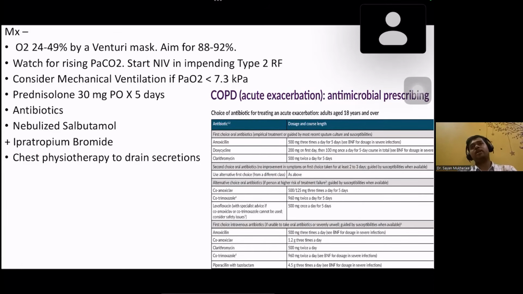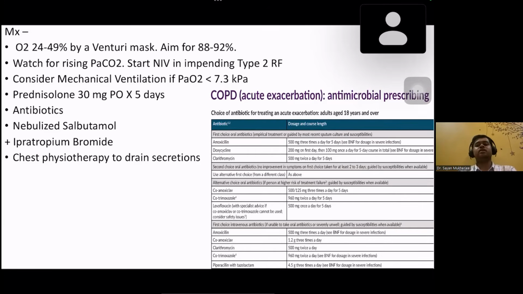The percentage, we call it FiO2, fraction of inspired oxygen. You'll commonly see it on ABG readouts. FiO2 is 21% when the patient is on room air. It can be increased or decreased with a Venturi mask. And then, as I told you, watch for CO2 retention. If the CO2 is rising fast despite your interventions, start NIV.